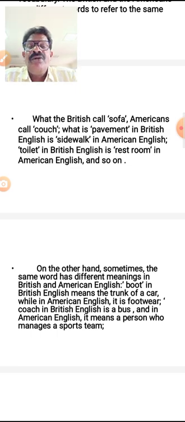Restroom. When we think about restroom, our mind definitely goes to a bedroom. But in American English, restroom means a toilet.